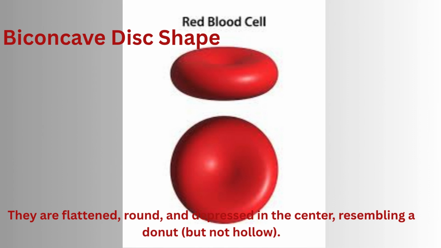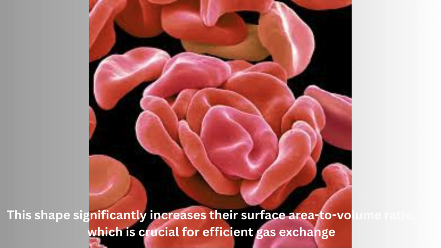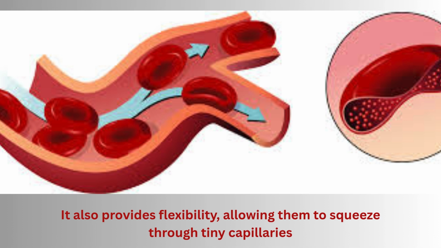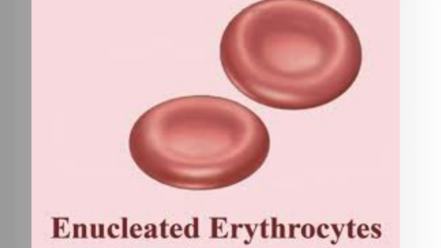Biconcave disc shape. They are flattened, round, and depressed in the center, resembling a donut, but not hollow. This shape significantly increases their surface area to volume ratio, which is crucial for efficient gas exchange. It also provides flexibility, allowing them to squeeze through tiny capillaries.